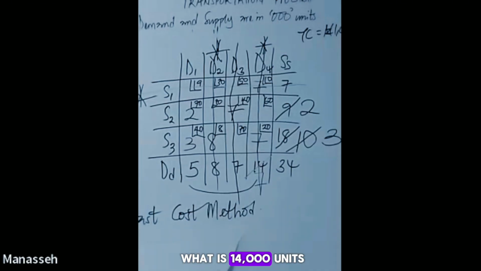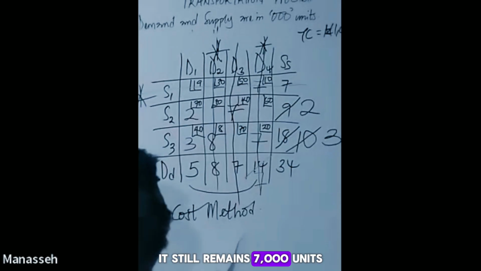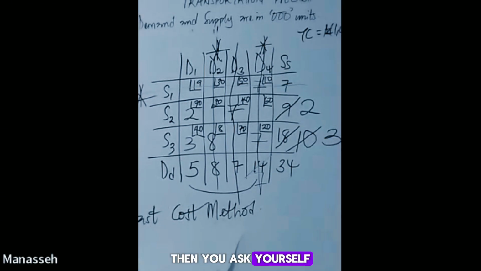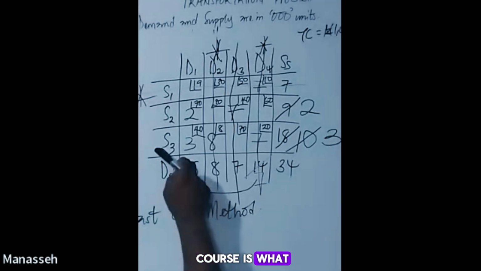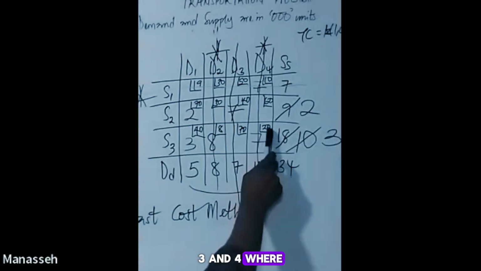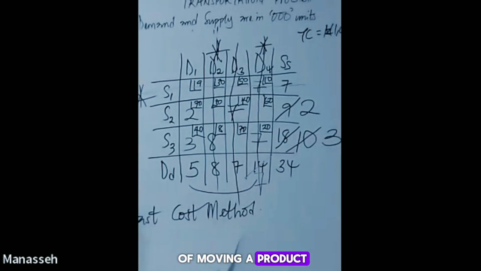14,000 units. So the next thing you ask yourself is, okay, if S1 can give 7,000, why don't you just give all that he can give? So 7,000 units is given out there. However, the demand still remains 7,000 units. Then you ask yourself, where is the next point of location? Again, you notice the next point where you have the lowest cost is at S3 and 4, where you have 20 naira as the cost of moving a product from one place to another. Then you look at the demand at that particular destination.